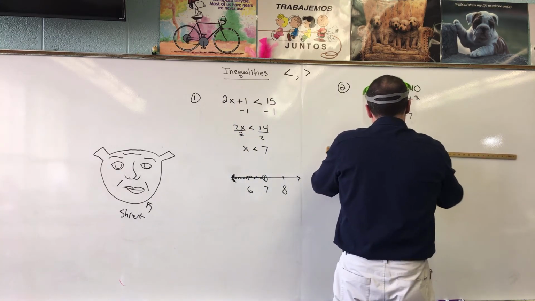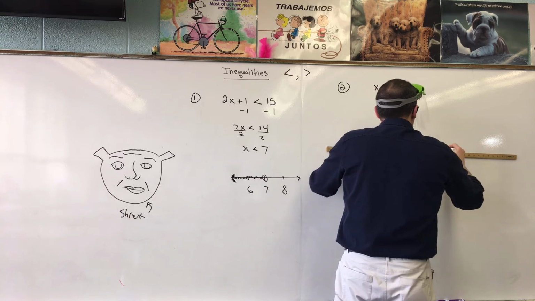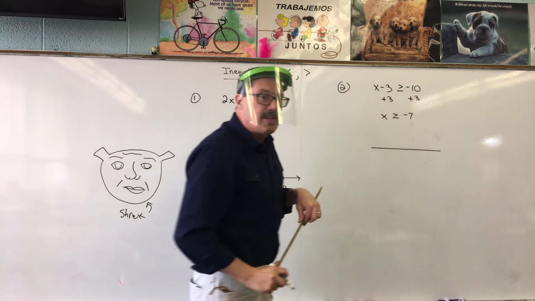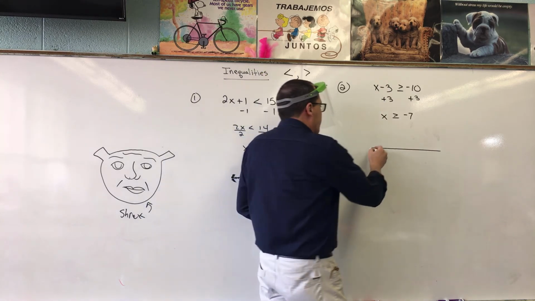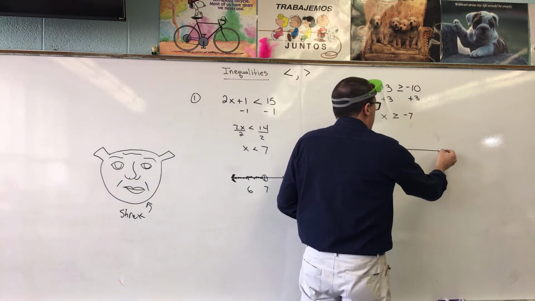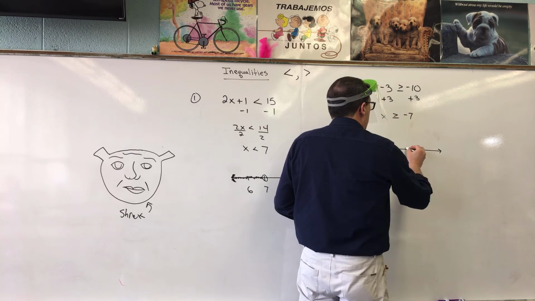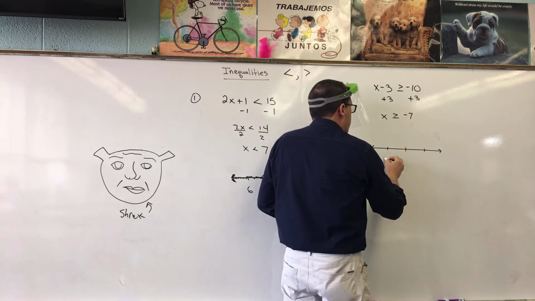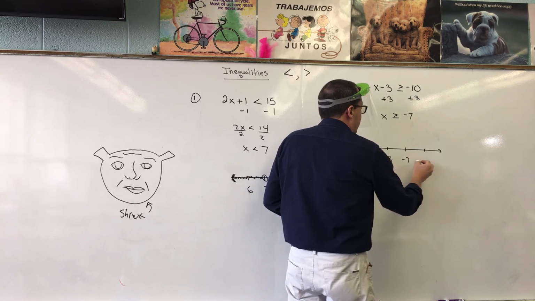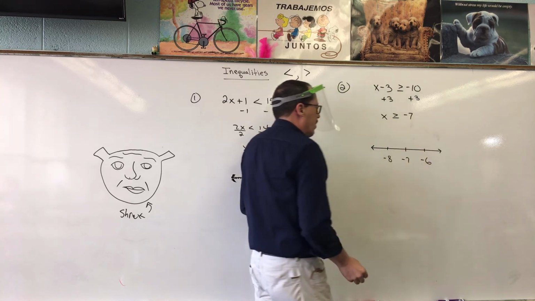There'll be other answers besides 7. I'm going to take my ruler and make my number line. When you're working on your homework, you guys at home too, use a ruler to make your number line. Let me see some scribble going across your paper. You got that, Andrea? Use a ruler. Negative 8, negative 7, and negative 6.